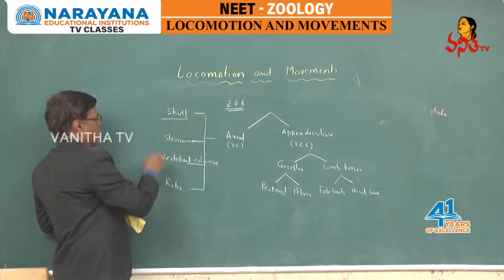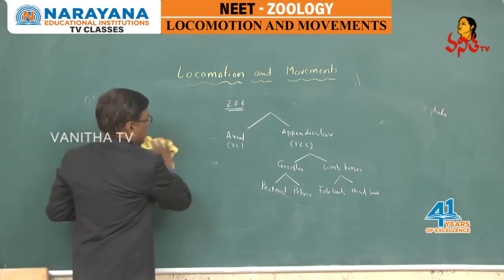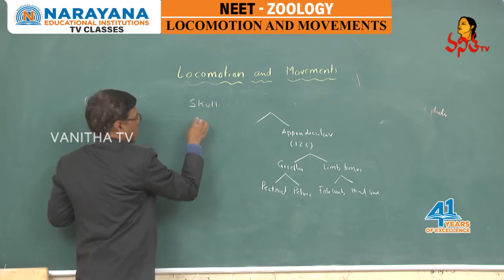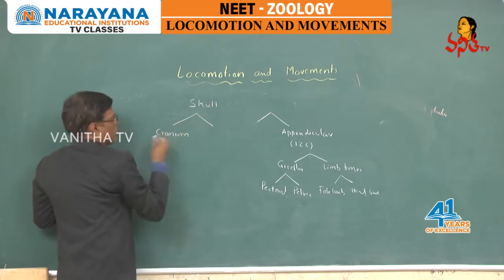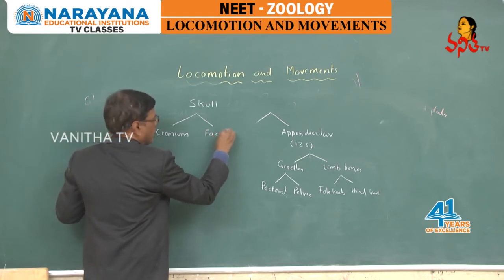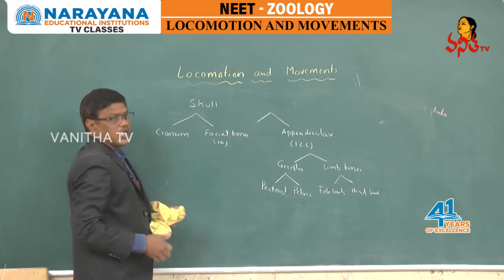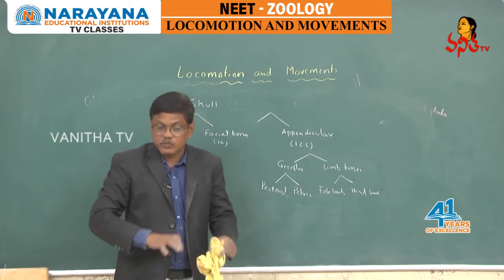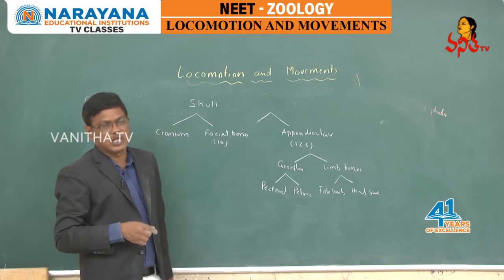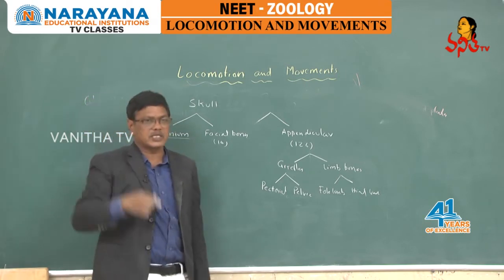The endoskeleton of the head region is called the skull. This skull includes two parts. What are the two parts of the skull? Cranium, and the remaining bones of the head, which are called facial bones. They are 14 in number. What is the cranium? The part of the skull which encloses the brain, also called our brain box. That is called our cranium.